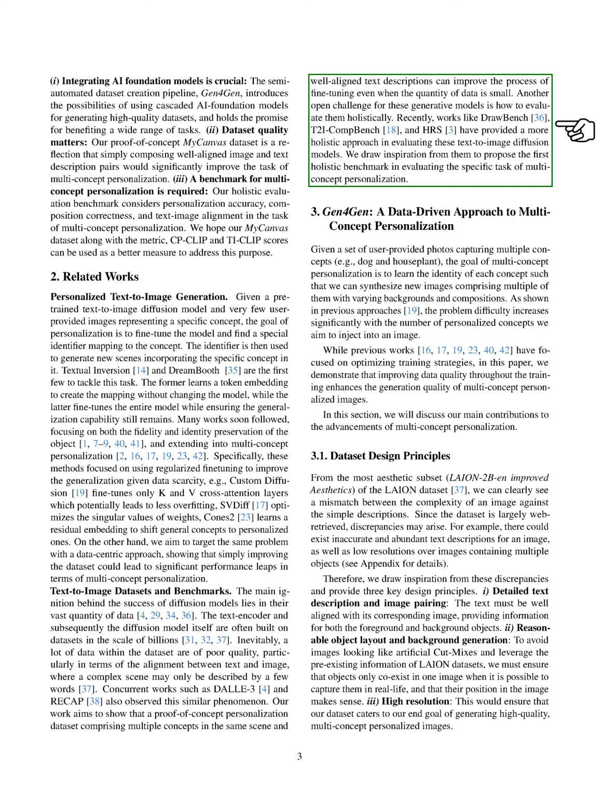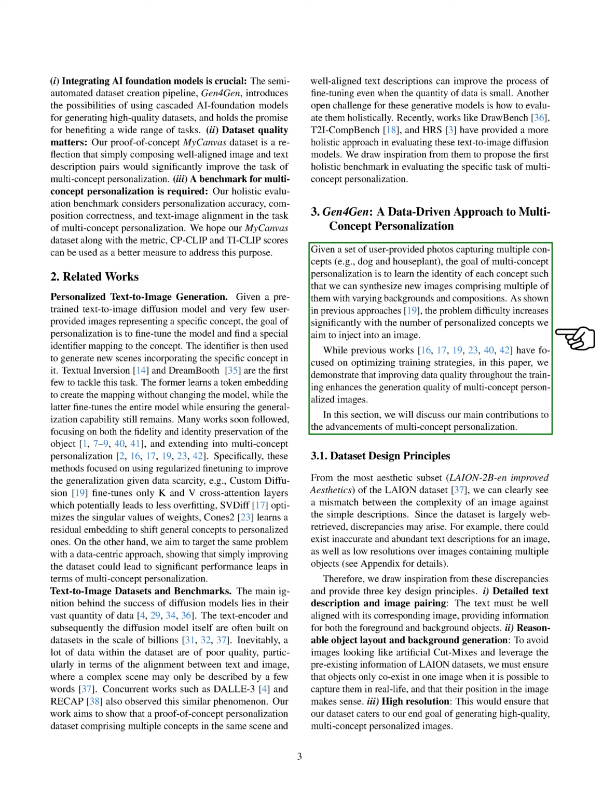Section: Gen4Gen, a data-driven approach to multi-concept personalization. In this section, we introduce Gen4Gen, our innovative approach designed to enhance the personalization of images that incorporate multiple concepts, such as combining images of a dog and a houseplant into a single, coherent picture. Our method focuses on improving the quality of data used during the training process, which, as we've discovered, significantly boosts the quality of the generated images that feature multiple personalized concepts. This is a departure from previous efforts that mainly concentrated on refining training strategies.